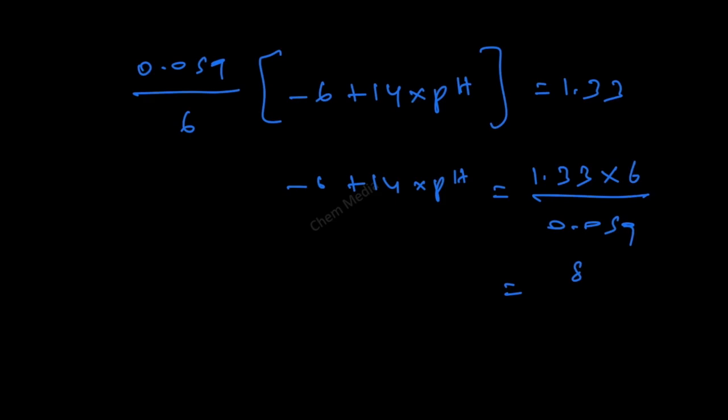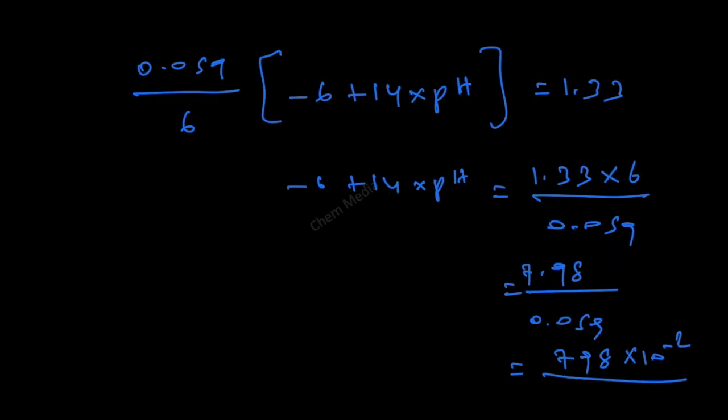6 times 3 again, 18 plus 1, 19, remaining 1, 6 times 1, 6 plus 1, 7. So 7.98 divided by 0.059, and that we can write as 798 times 10 to the power minus 2 divided by 59 times 10 to the power minus 3. So we will have 10 to the power minus 1 in the denominator. If we send that up, then it would be 7980 divided by 59.